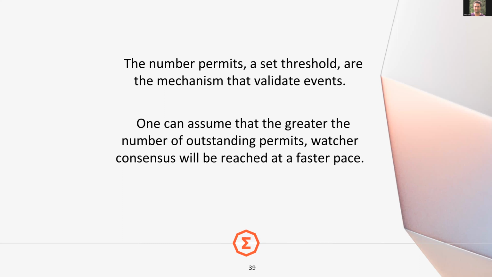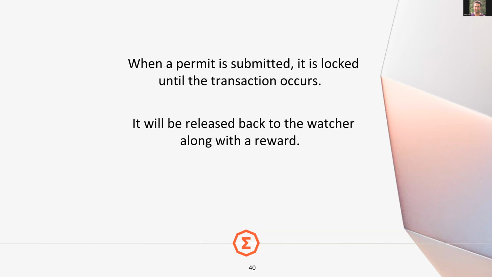So let's say that we set the number of permits at 20 needed before an event notifies the second layer. That means that we can essentially divide the number of permits that are outstanding by 20 and get an idea of how many transactions can clear at once.